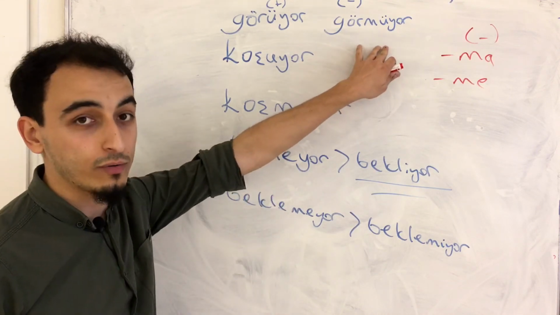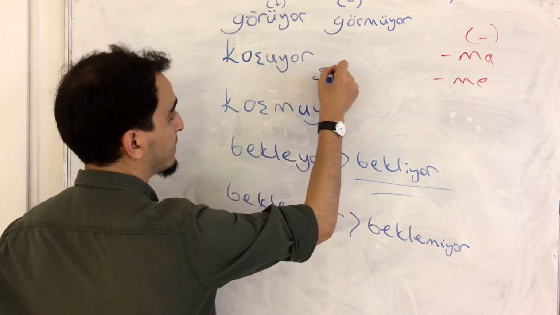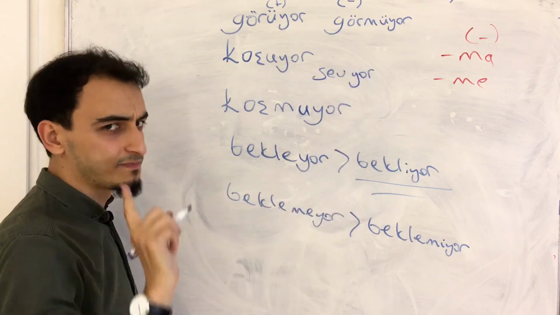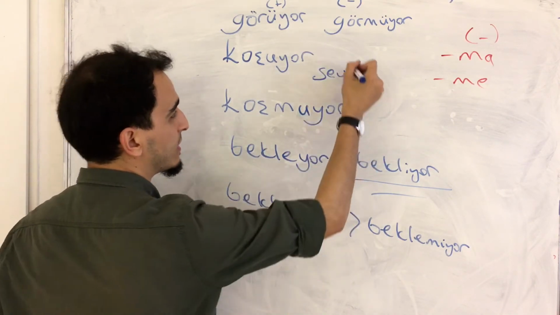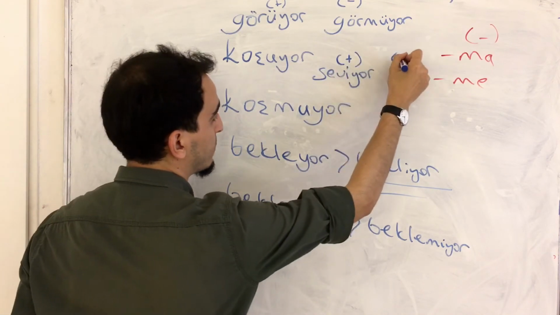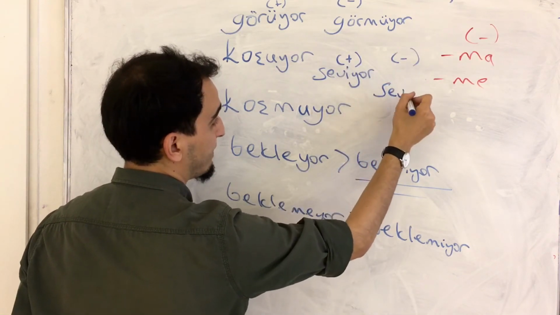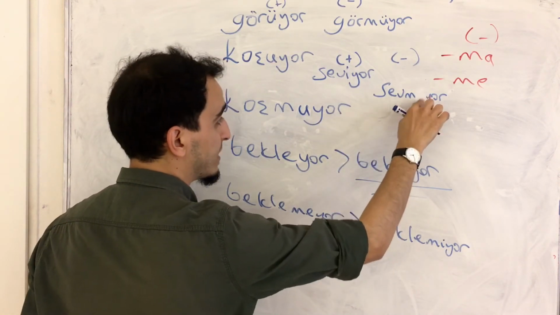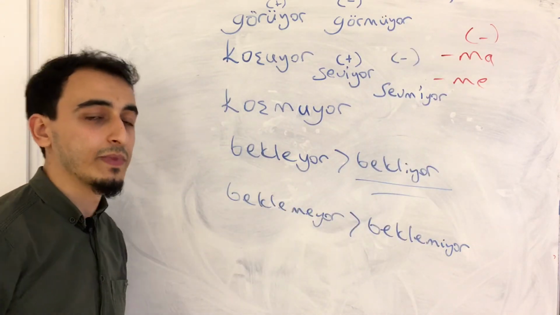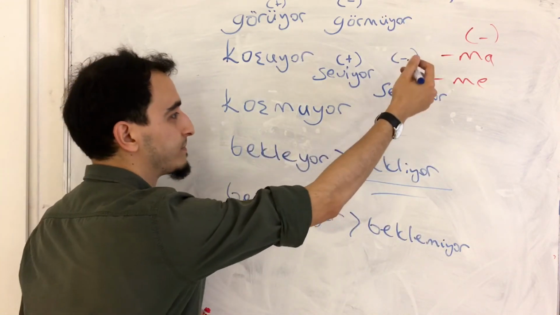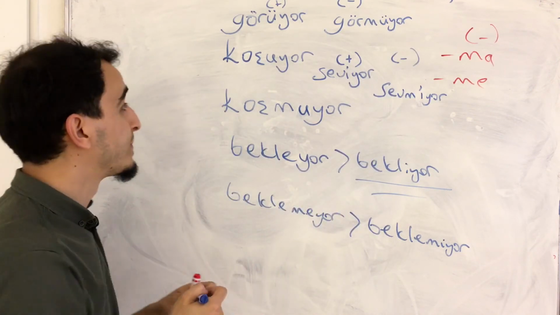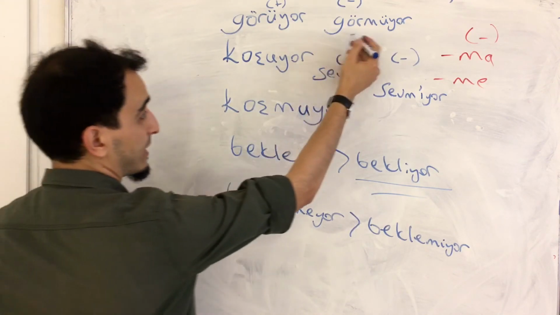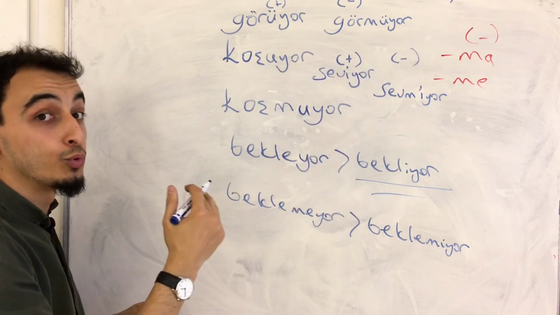Görüyor, görmüyor. Sevmek. To love and to like. Sevmek. Seviyor. Evet. Bu olumlu. Bu olumsuz. Sevmiyor. So it's sevmiyor. Tamam mı? A, E became I, I, U, Ü again. Like here.